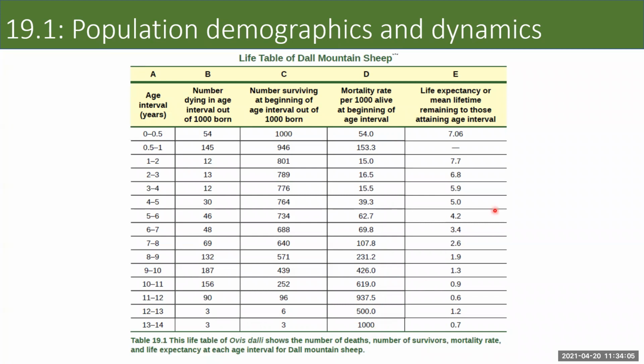Right. And then here you have your life expectancy, your mean lifetime remaining to those attaining that age. So for example, if you attain 1 to 2 years old, your life expectancy is about 7 years. Right. So you're going to make it to about right here. But again, this time frame here is kind of the key. If they don't make it past that, they're not going to do well. So this is kind of the key time in their life.